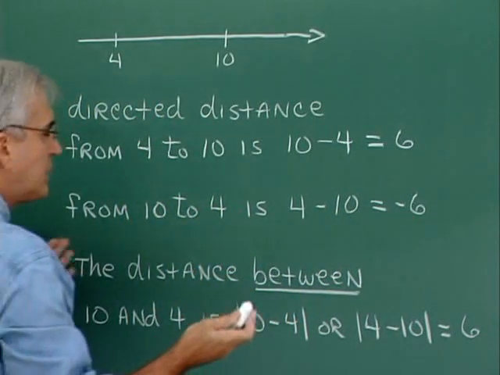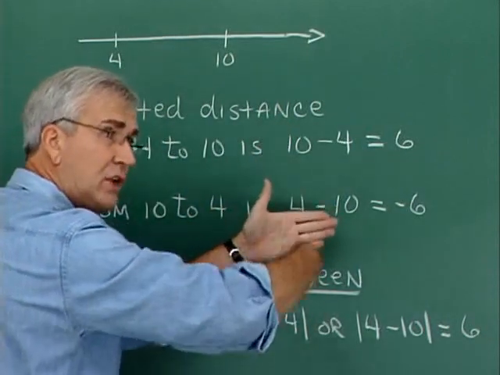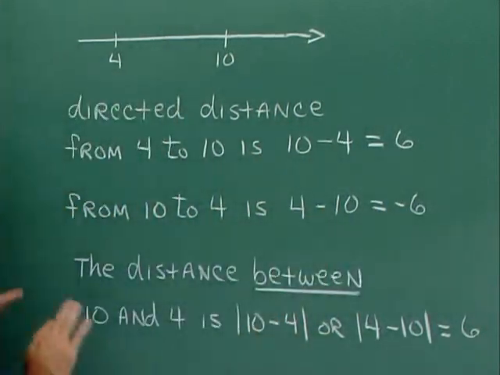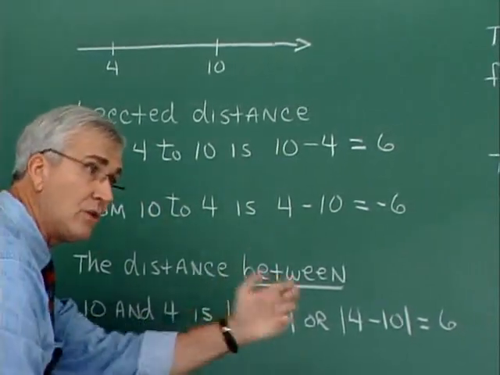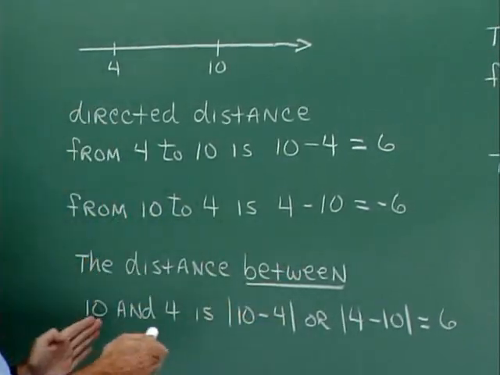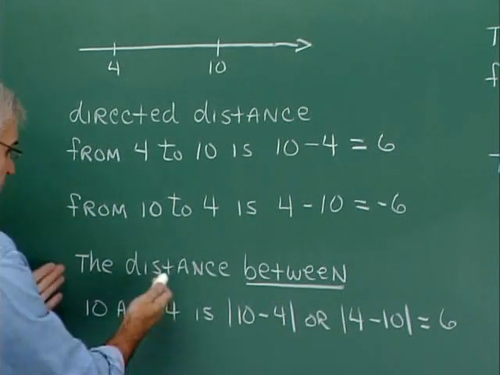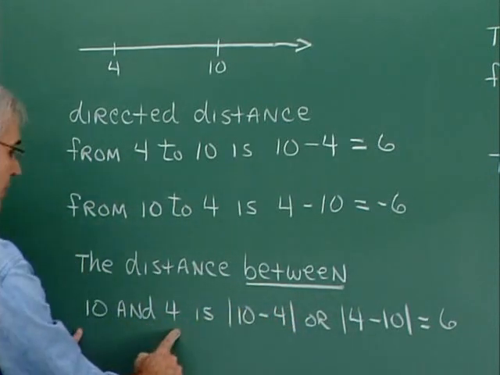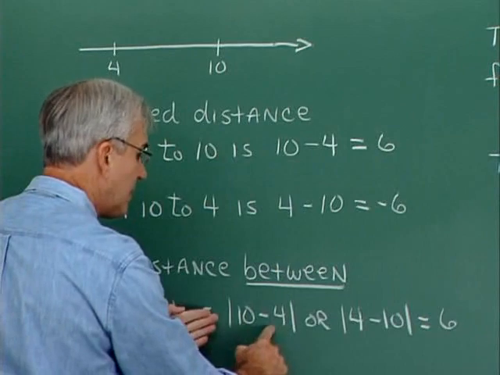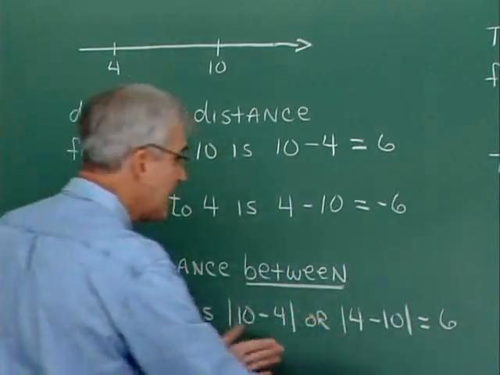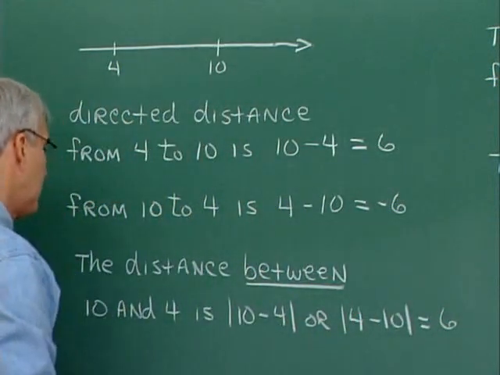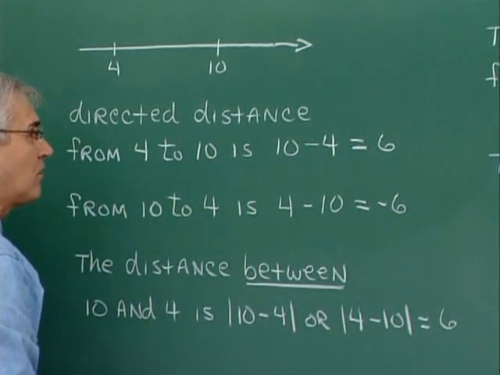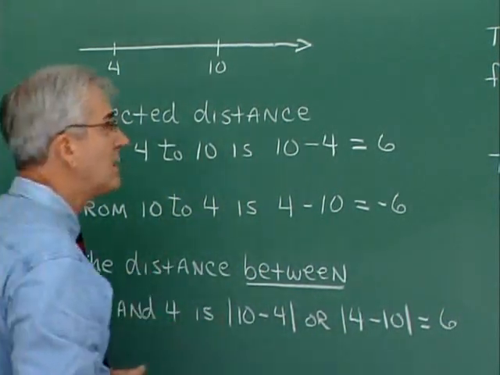But the calculation is made, remember, as destination minus starting point. Now, the distance generally between a couple of points is a positive value, always positive, so absolute value comes into play. So we can say then the distance between 10 and 4 is the absolute value of 10 minus 4, or we could write it as the absolute value of 4 minus 10. Either way, we're going to get 6 for that distance between the 2 points. So distance and directed distance.